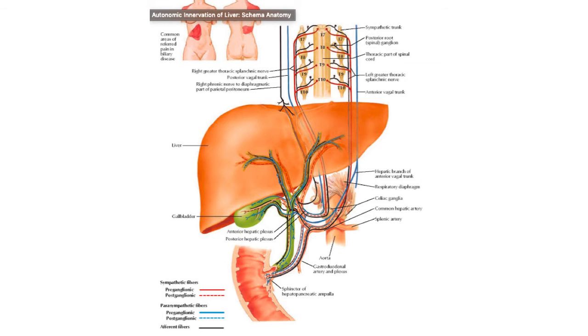And then what's not denoted here is the phrenic nerve. And that's important to keep in mind because a common source of referred pain to the right shoulder and the scapula, as well as the right side or back, is that right phrenic nerve. And it's usually stimulated by stretching of the Glisson's capsule or by diaphragmatic irritation.